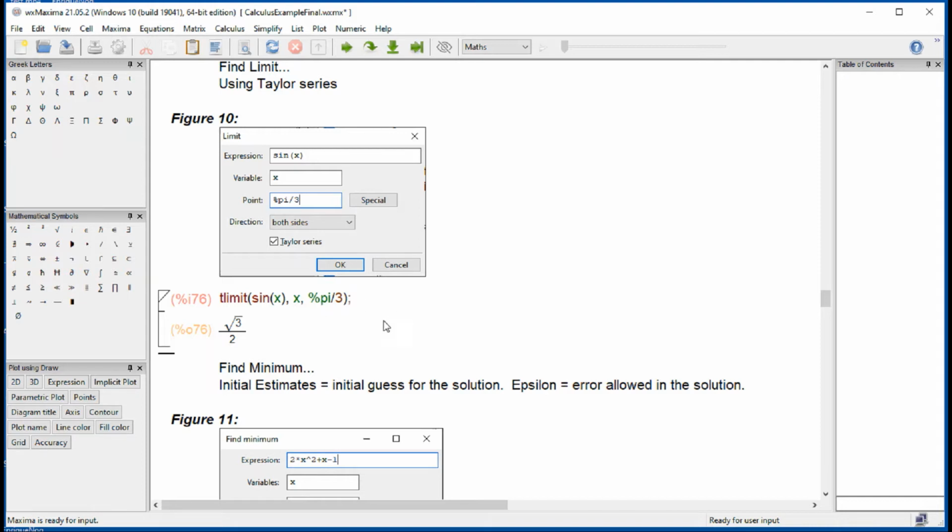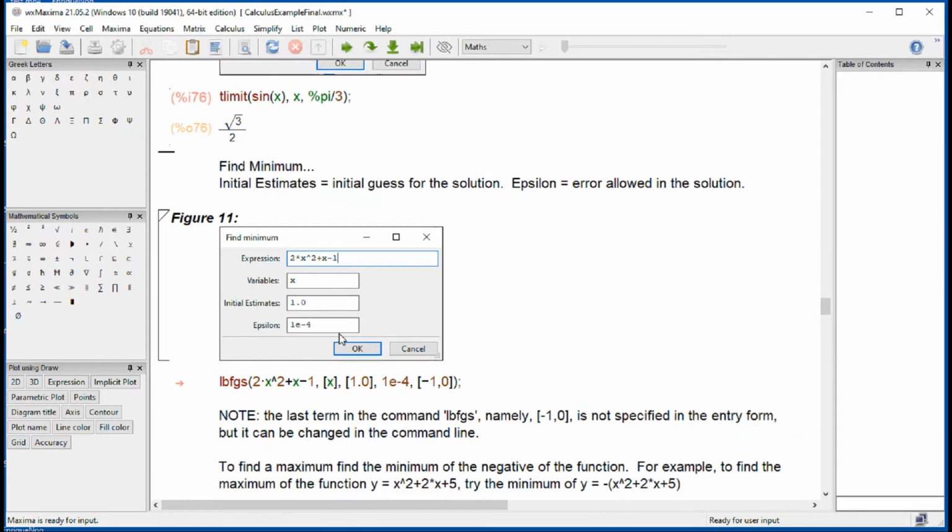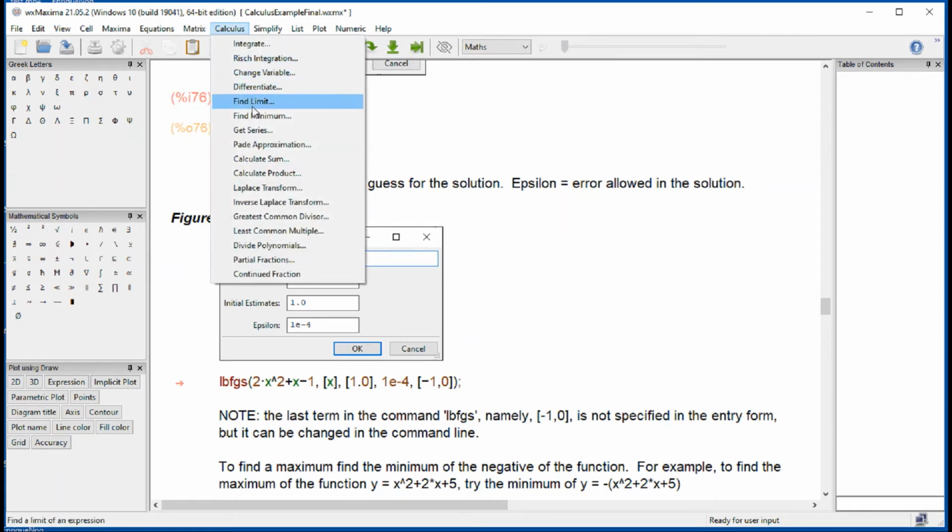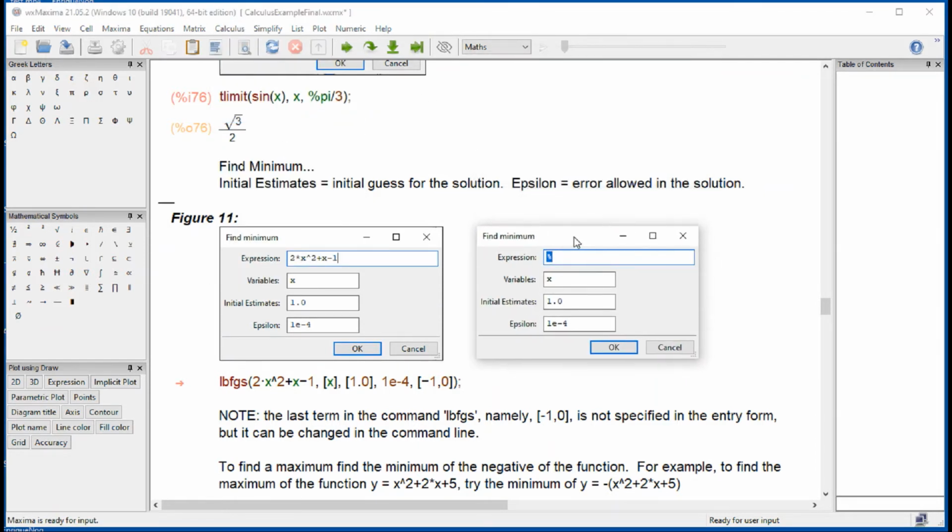And the next example, we're going to work on finding a minimum. When you try to find the minimum of a function, what you want to do is insert here Find minimum, and type the expression that you want to find the minimum of, like in this case 2 times x squared plus x minus 1. Then the independent variable, and the initial estimate for the minimum. I put 1 as the default value. Let's try 2.